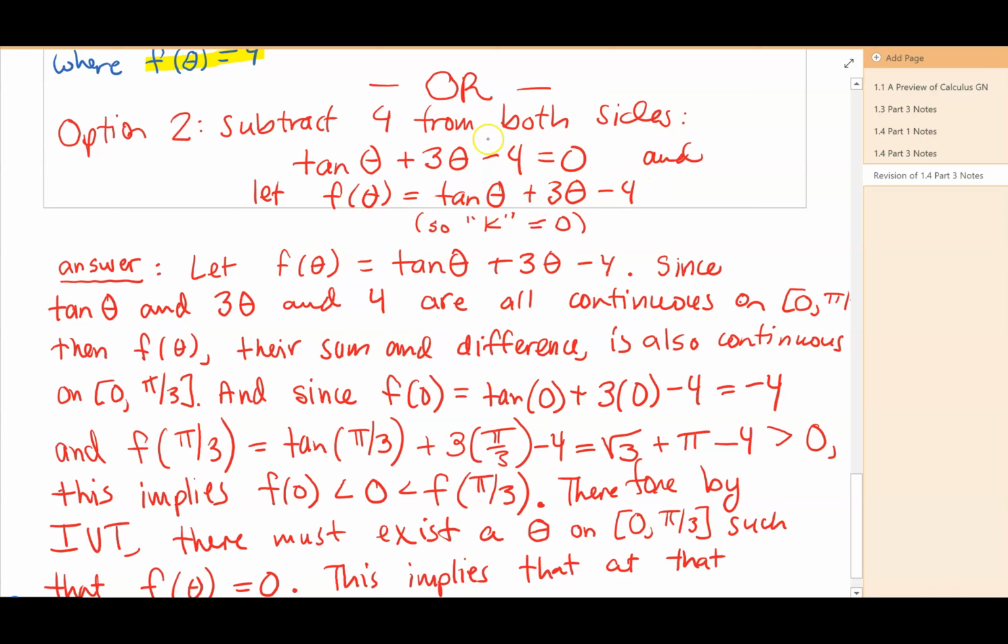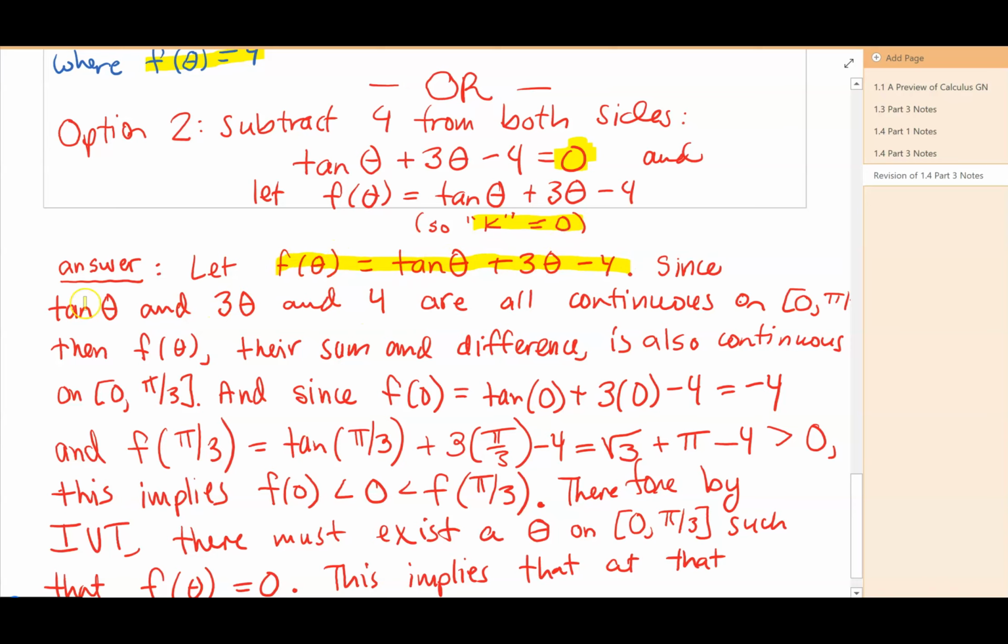And since when you subtract 4, you get 0 on one side, in this scenario the k value that we're trying to show exists is 0. 0 is the y value that we're trying to prove. So you start the same way. You define the function, tan theta plus 3 theta minus 4. You say, let's call that f of theta.